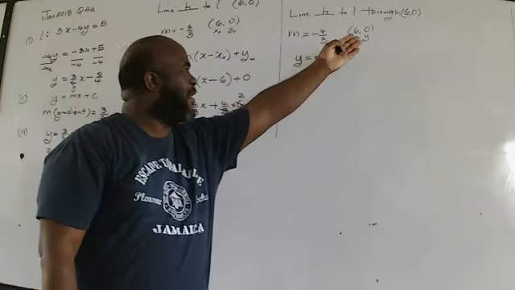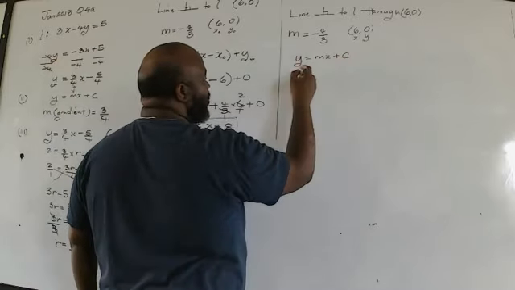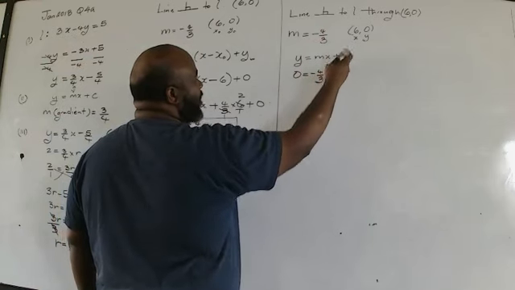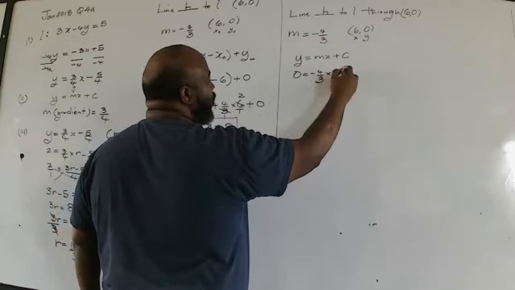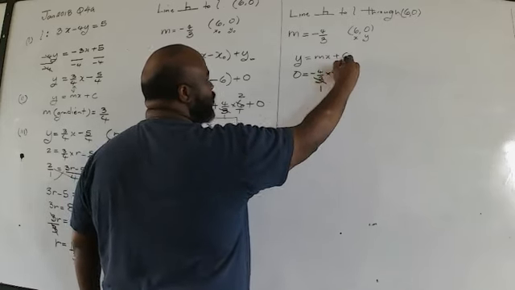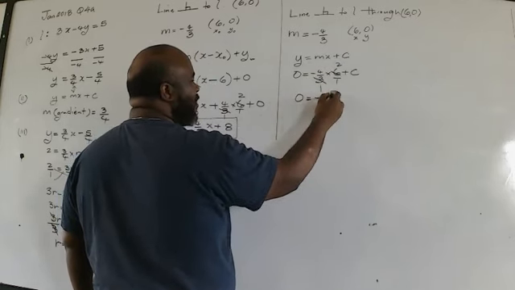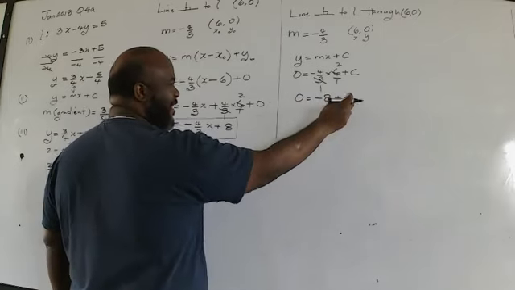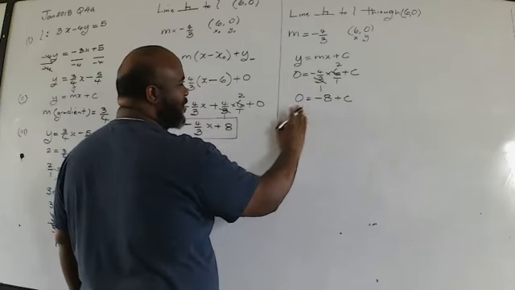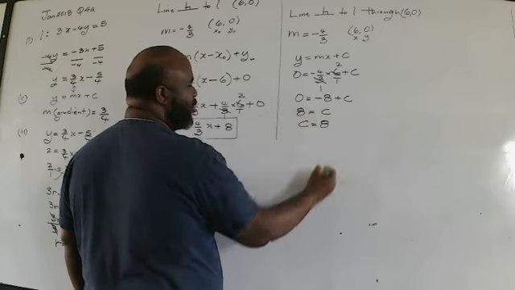Let's put this information in here to find c. What is y? 0. What is m? Minus 4 over 3, times x. What is x? 6. What we don't know is c. 0 equals minus 4 times 2, minus 8 plus c. I need c. Negative 8 comes over and becomes positive. So 8 is equal to c. C is equal to 8.